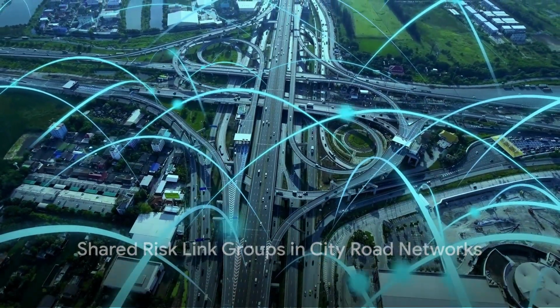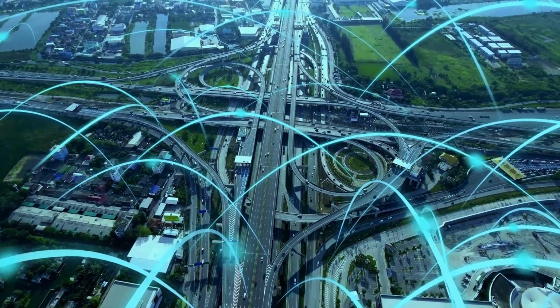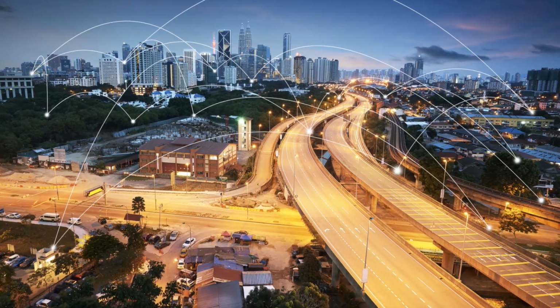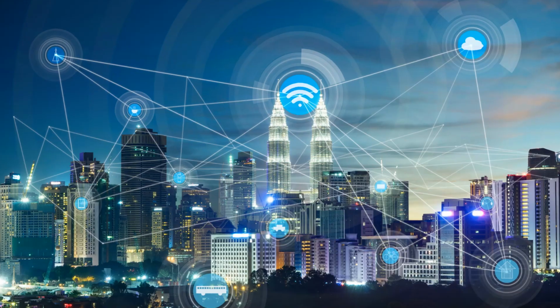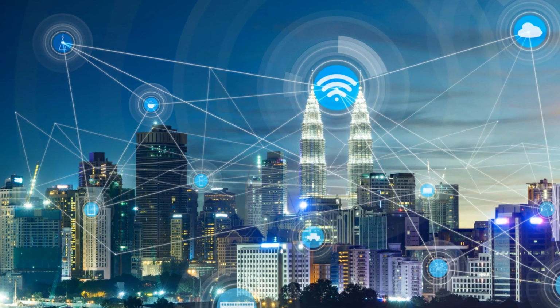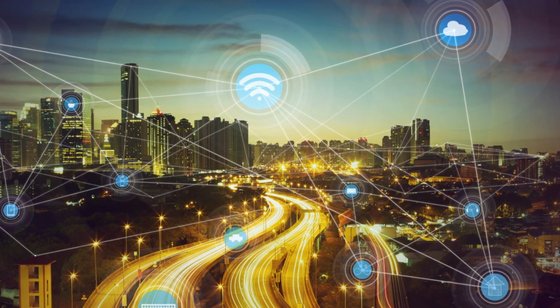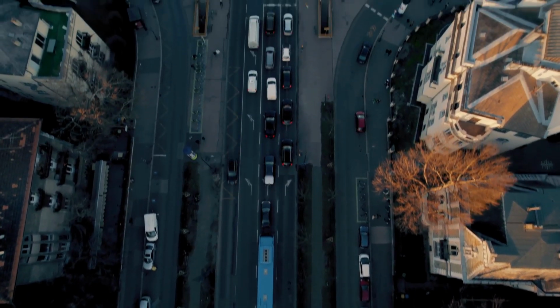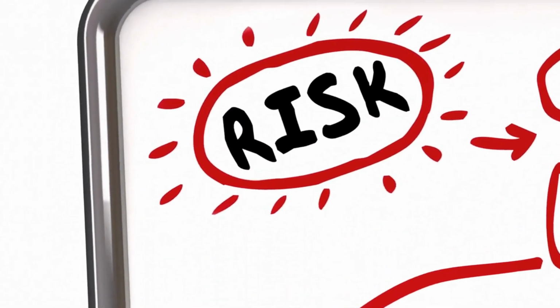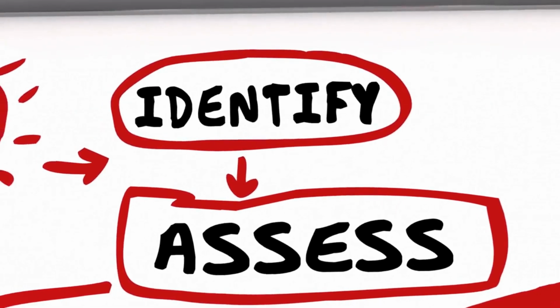The main highway is your primary route and the smaller streets are your backup routes. Now imagine a major event like a parade blocking your main highway. You'd naturally divert to the smaller streets, but what if the parade route also covers these smaller streets? They all share a common risk: the parade. In network terms, these roads form a shared risk link group, or SRLG.